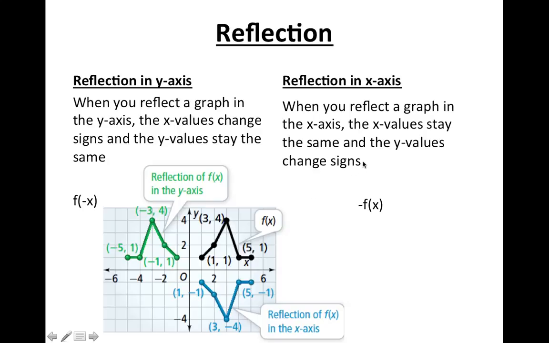When reflected in the x-axis, the x values stay the same and the y values change signs. So if we start with the function in black and reflect it over the x-axis, we get the function in blue. Again, your x values stay the same, your y values change signs. So when you're reflected in the y-axis, your y values stay the same. And when you're reflected in the x-axis, your x values stay the same. So that should be easy to remember.